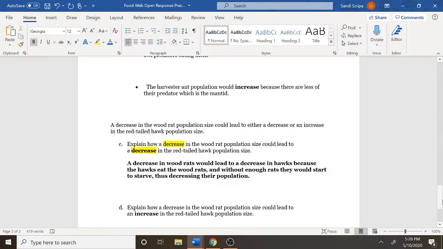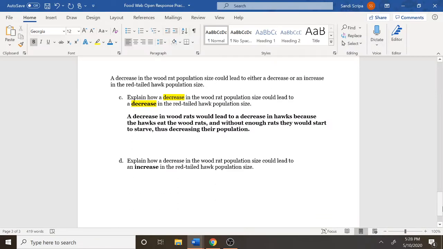All right. Part D, I think, is very tricky. And to be honest, I had to look at it for quite a long time to figure this out. So if you struggle with part D, don't feel hard on yourself. I had a hard time figuring out part D for a long time. So it wants to know, how could a decrease in wood rats lead to an increase in hawks?